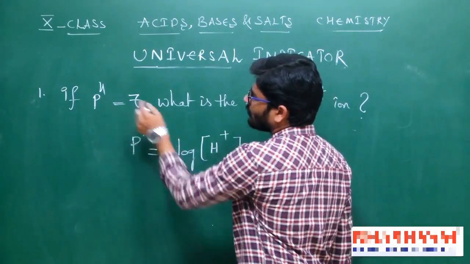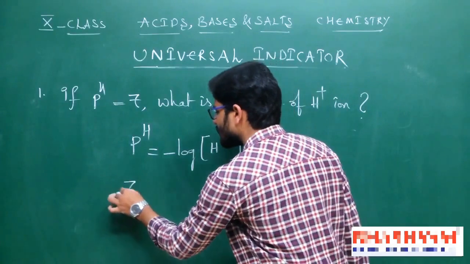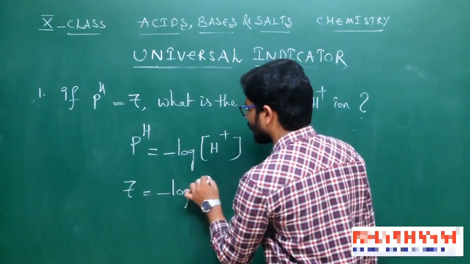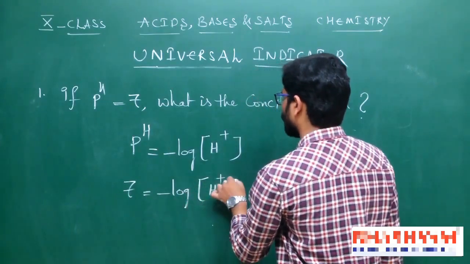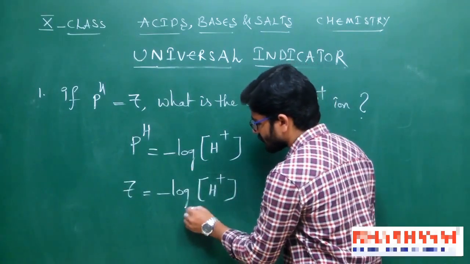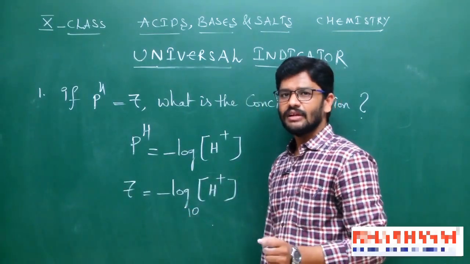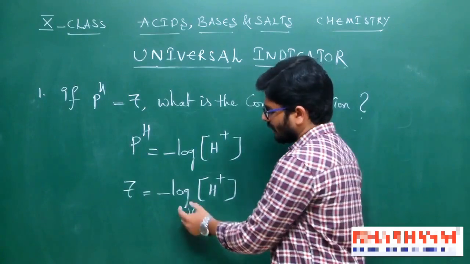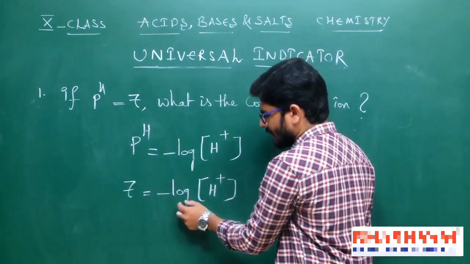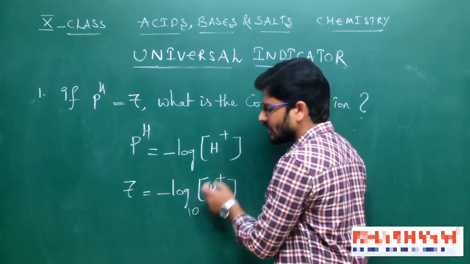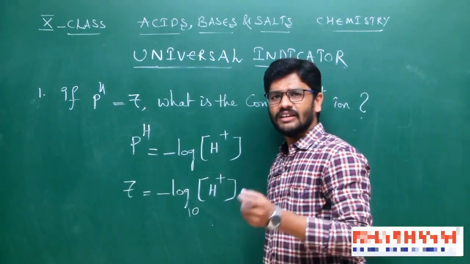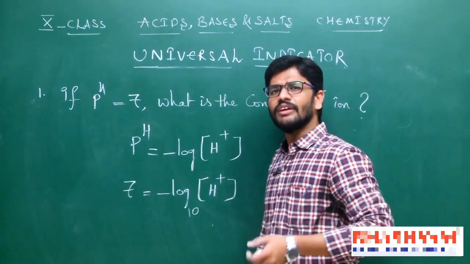If the value of pH is 7, then pH is equal to the negative logarithm of the concentration of H plus. These are base 10 logarithms, not base e, not natural logarithms. So 7 is equal to minus log concentration of H plus to the base 10. You know very well from mathematics, the logarithm chapter. You know how we can solve this one.